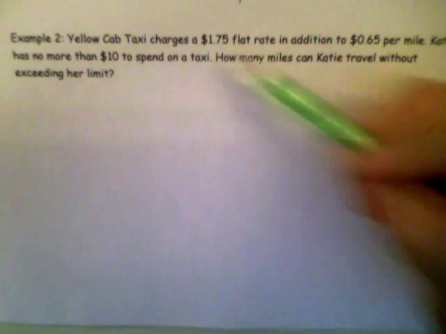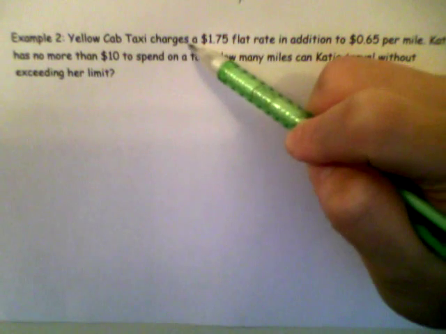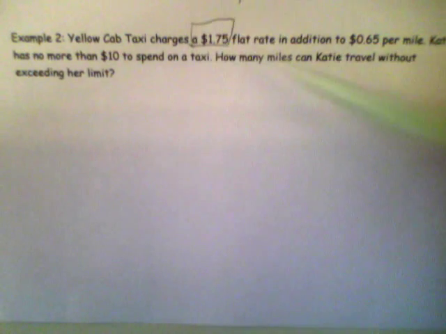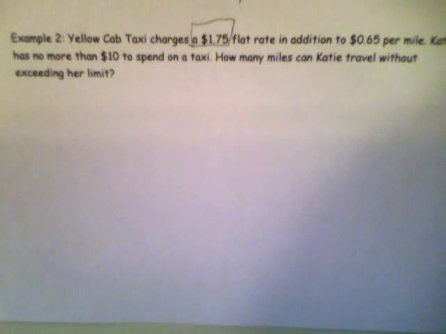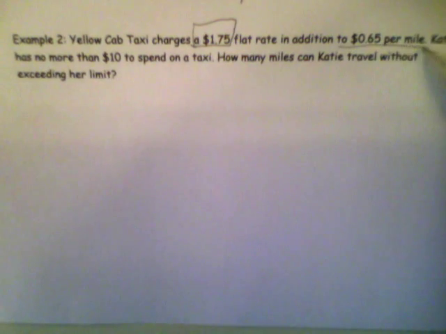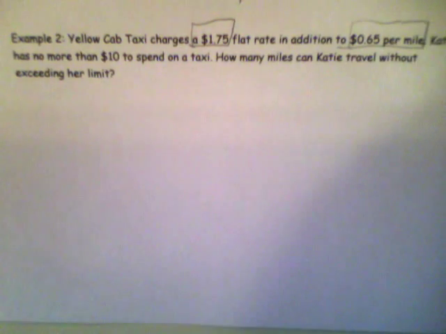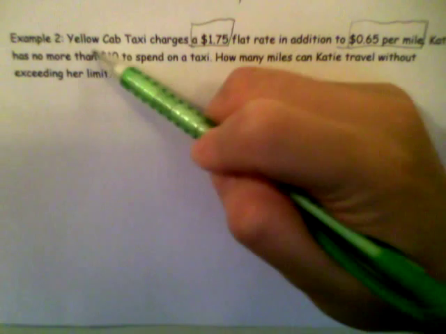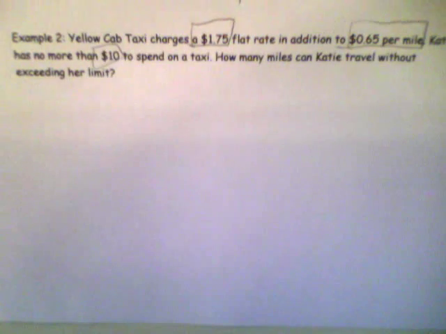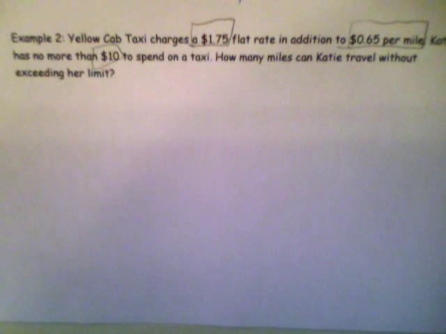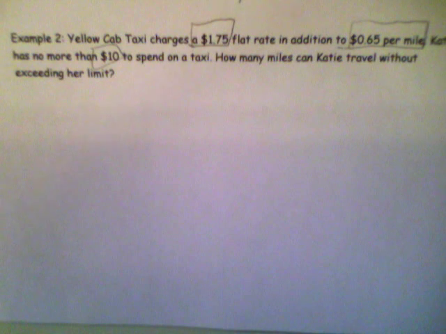Okay, so once again, let's highlight my important information. So we have a $1.75 flat rate, and we're also charged 65 cents per mile. Now Katie has no more to spend than $10. So the most money she can spend is $10. So whatever she spends on her taxi has to be either equal to $10 or less than $10.